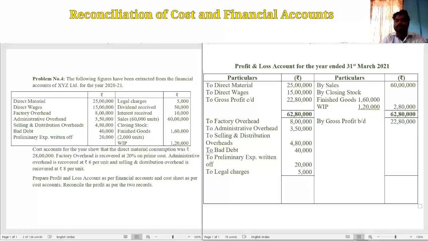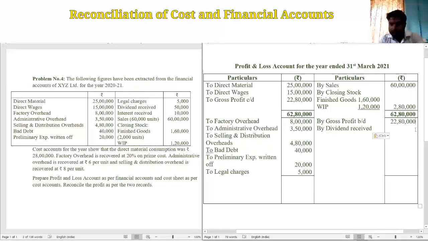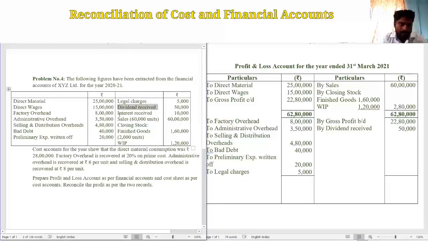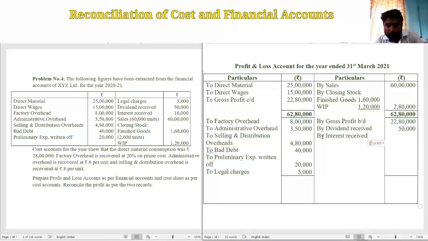Then dividend received. Dividend received is a financial income. By dividend received 50,000. Then by interest received, financial income. Interest received maybe on deposits or on investments. Dividend received means on the investment in securities. By interest received 10,000.